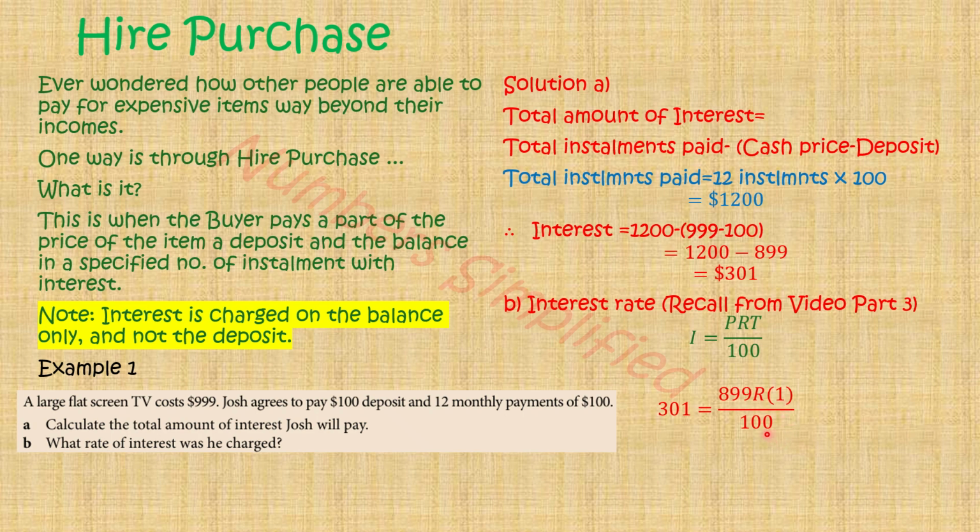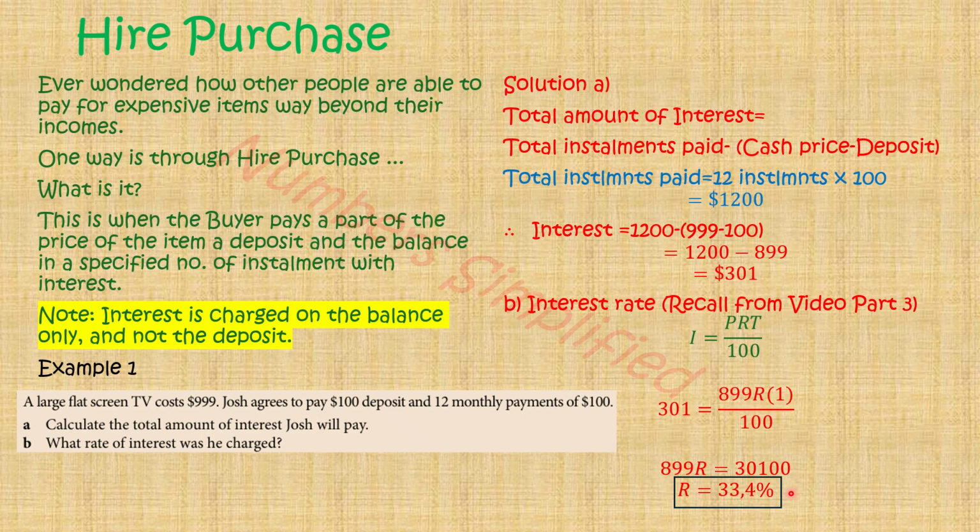Right, we simplify that. That is to say, multiplying both sides by 100 to clear the fraction on the right-hand side, we are going to get the 301 becoming 30,100. And what we had on the left-hand side is 899R. So we shift that one to the left-hand side because it's easier to have the unknowns on the left-hand side. With that then, solving for R, we are going to divide through by 899, so that we get the answer of 33.4%. So that will be the rate of interest charged for this hire purchase.